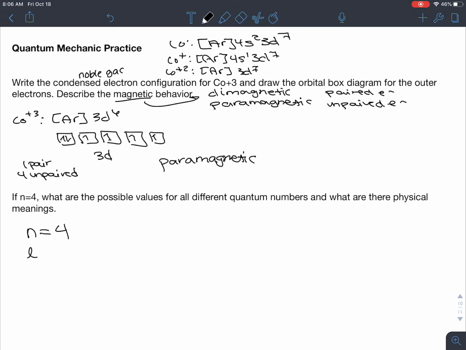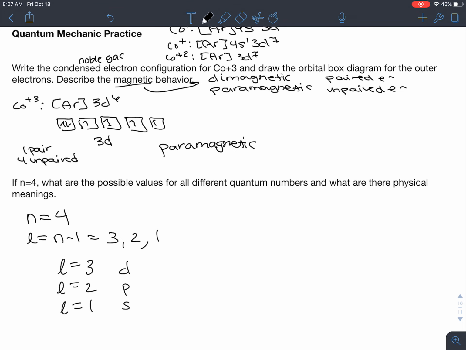So if n is equal to 4, l is equal to n minus 1, which is 3. So I have 3, 2, 1. When l is equal to 3, I have my f orbital. When l is equal to 2, I have my d orbital. When l is equal to 1, this is my p, and when l is 0, my s orbital. So these are my different quantum numbers.